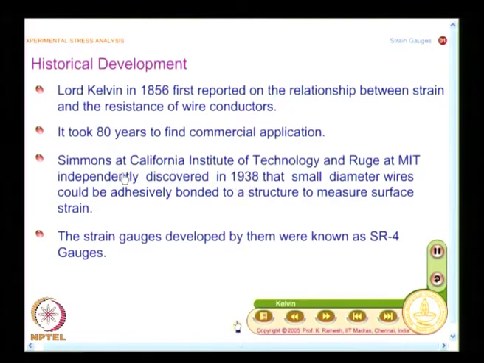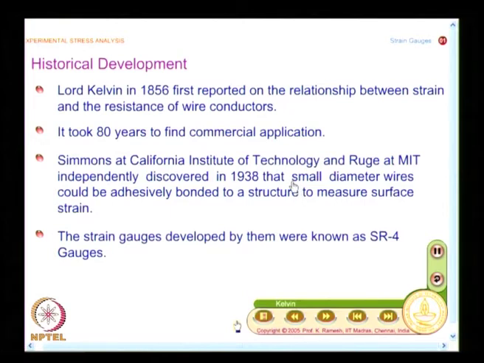and there have been contributions by Simmons at California Institute of Technology and Rouge at MIT. They have contributed, and we will see this development a little while later. And the strain gauge developed by them was famously known as the SR4 strain gauge. We will see S stands for Simmons and R stands for Rouge, and 4 stands for a team of 4 people who have contributed. We will see that development in detail.